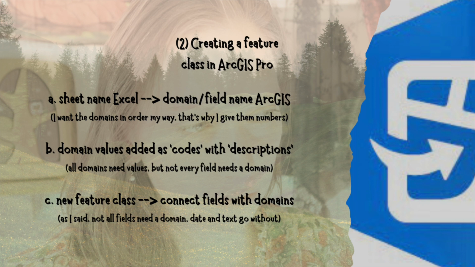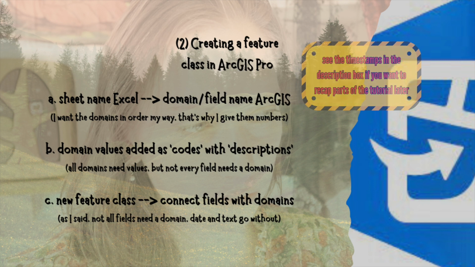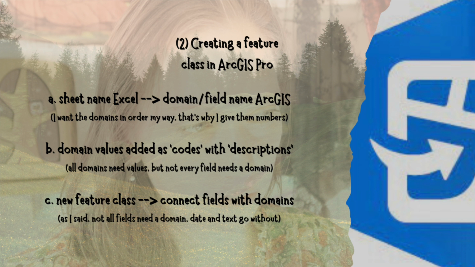So that's what we want to do first, and I will also show you how I sort the domains by giving them numbers. Then in the next step, we will add values within the domains, like domain values or subtypes. They are called codes with descriptions in ArcGIS Pro.